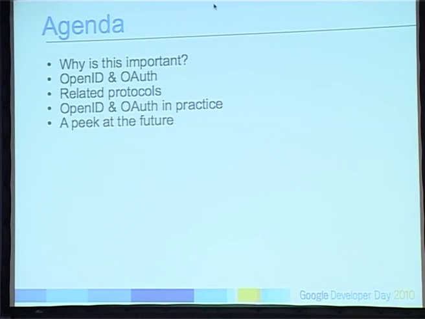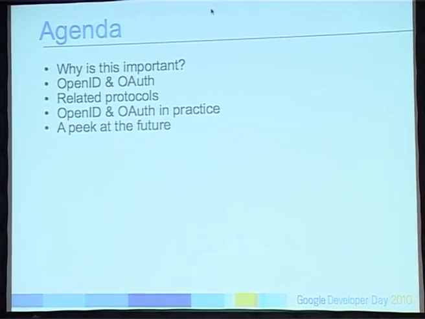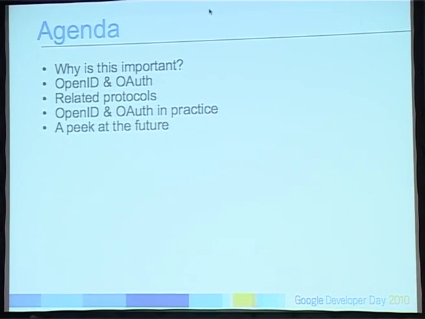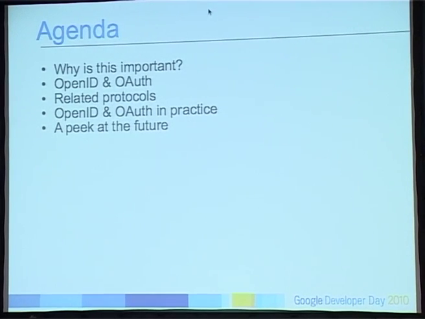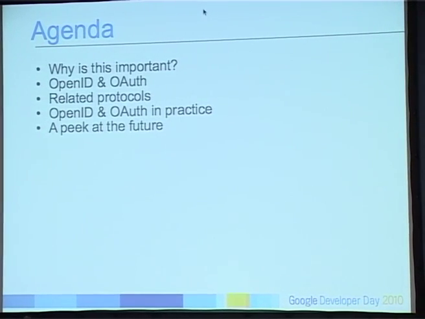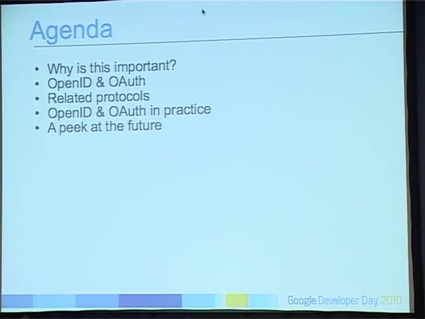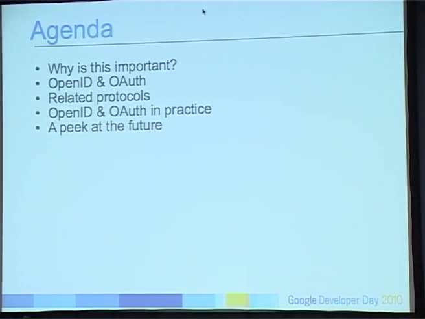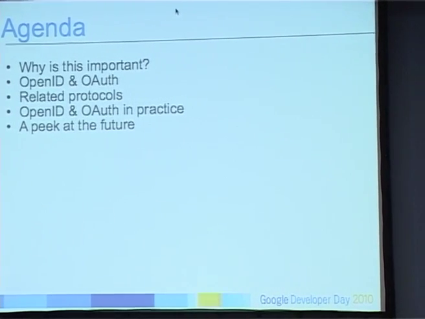So just a quick overview of the agenda. We'll talk a little bit about why this is important, go into a lot of detail into OpenID and OAuth and the related protocols, see how we actually put this into practice when we have an application that we're building ourselves, and then talk about where some of the standards are evolving over the next year or so.